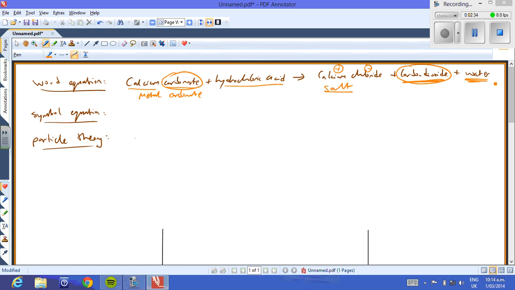Now the symbol equation. You should be able to form this by combining the ions from your table of ions on your resource sheet with your exam paper. Calcium carbonate is CaCO3, hydrochloric acid is HCl, lowercase l, going to calcium chloride, CaCl2, and you should understand why it's CaCl2 at this stage, plus carbon dioxide gas, everybody knows CO2, plus water, H2O.